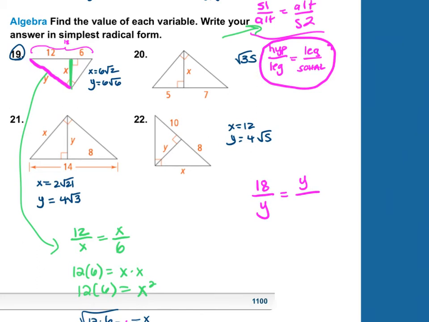The hypotenuse is divided into 2 segments, this one and this one. Which one is adjacent to y? 12, right? Adjacent means closest to or next to, right? So this is the one that's closest to the y. That's why I picked 12. Now, cross multiply. 18 times 12 equals y squared. And y equals the square root of 18 times 12.